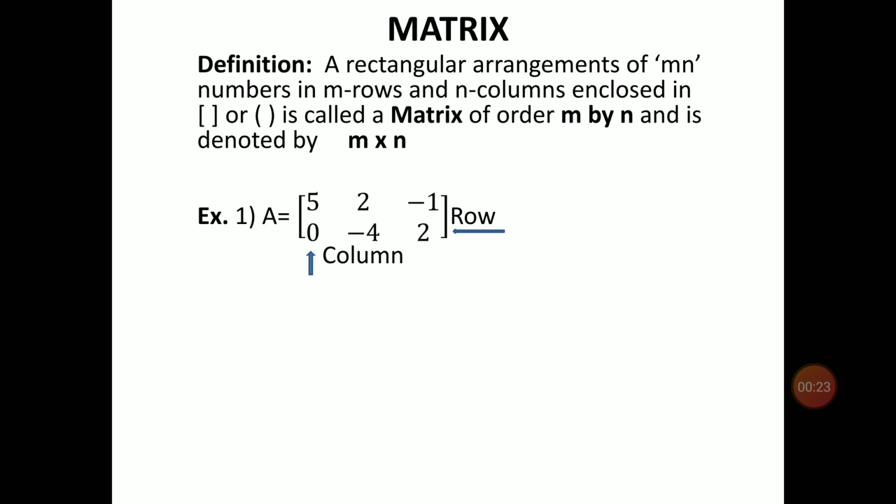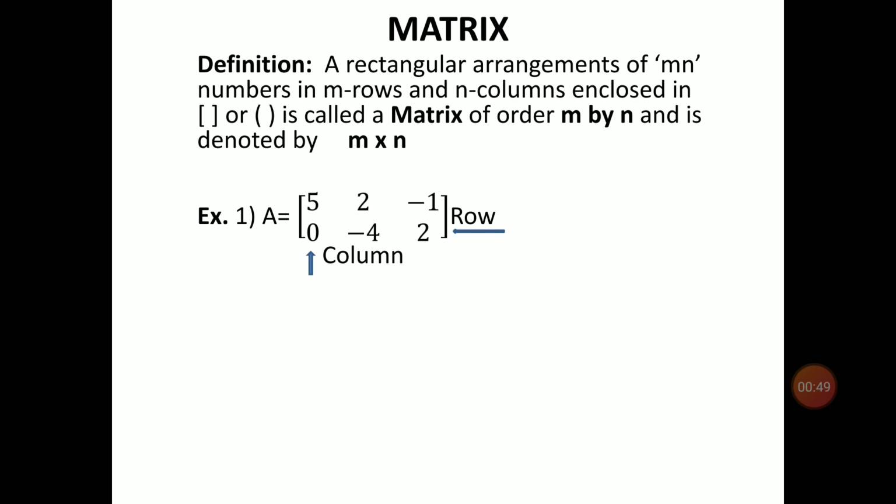So let us first begin with the definition of a matrix. A matrix is a rectangular arrangement of mn numbers in m rows and n columns enclosed either in a square bracket or a round bracket. Then it is called a matrix of order m by n and is denoted by the notation m cross n.